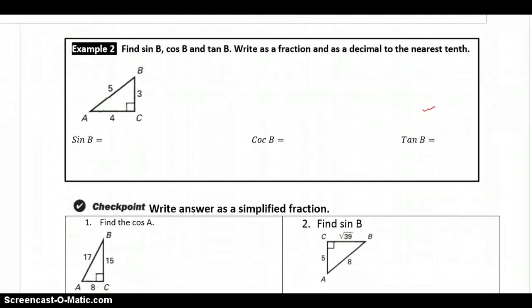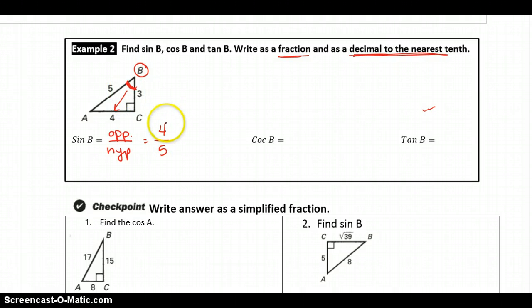So find the sine of B, the cosine of B, and the tangent of B. Write as a fraction and as a decimal to the nearest tenth. So we need to have two answers for each of these. So to find the sine of B, here's angle B. This sine I'm going to find by taking opposite over hypotenuse, which in this case the opposite side is 4 and the hypotenuse is 5. So here's my answer as a fraction. In order to get a decimal, I plug into my calculator 4 divided by 5, which gives me 0.8.